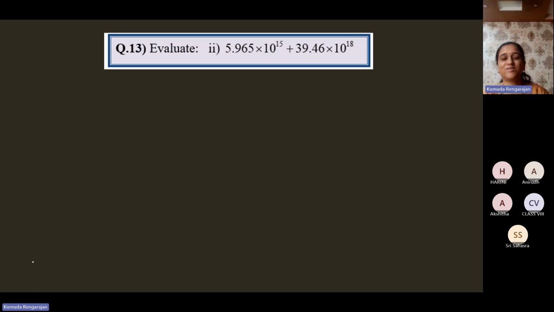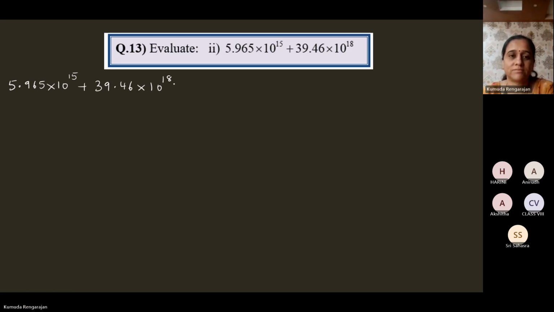Okay, children, we'll just do this also together. See here, I'll do it slowly. This is the given expression: 5.965 into 10 to the power 15 plus 39.46 into 10 to the power 18. We need to find the value of this expression in the standard form. That's understood. For a question like this, you have to leave the answer in the standard form.